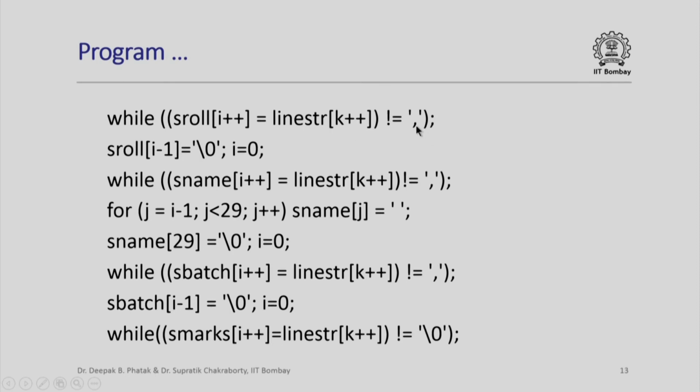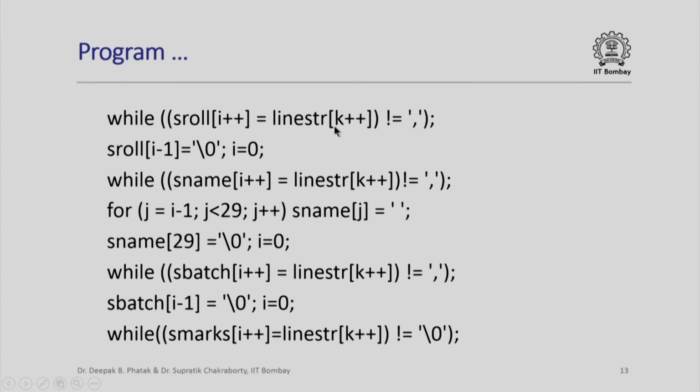When it encounters a comma, the while loop ends. At that particular point of time, the value of k will be 1 beyond the comma, and similarly value of I will be 1 beyond the comma. Now, wherever there was comma, I need to put a backslash 0 to end the sRole string. So, I set sRole I minus 1 equal to backslash 0 and reset I to 0.